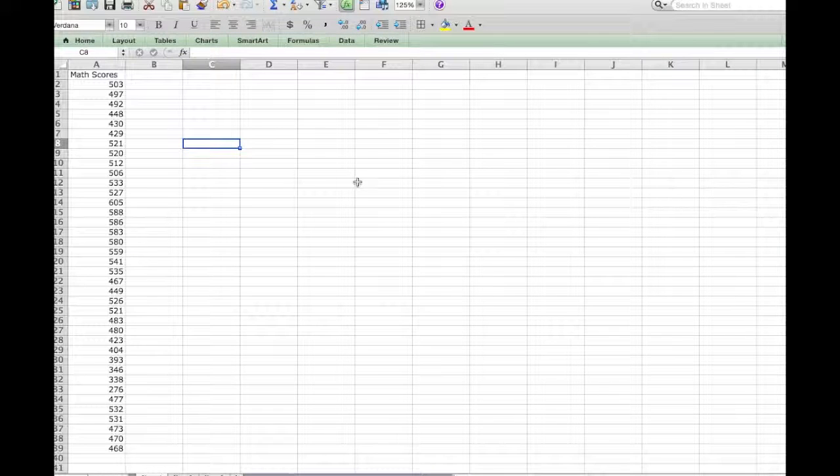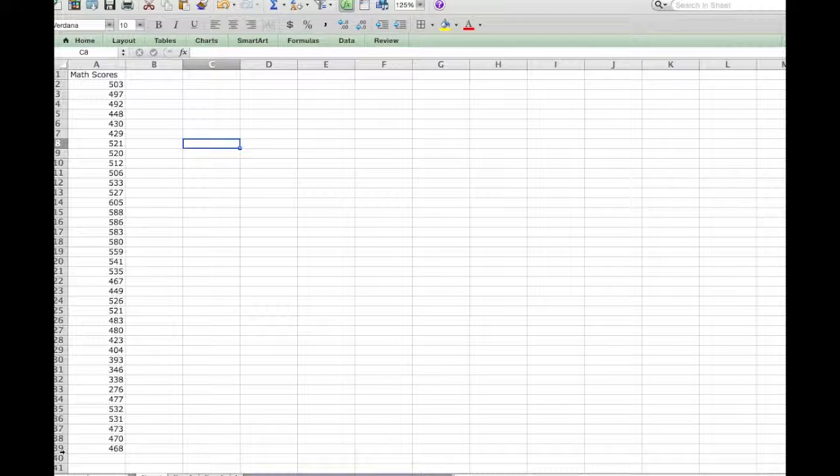Here we have a list of math scores from an SAT exam. You'll notice we start at number 2 and they go all the way down to 39, so there's a total of 38 scores. What we want to do is find the mean, the median, and the mode for these scores.